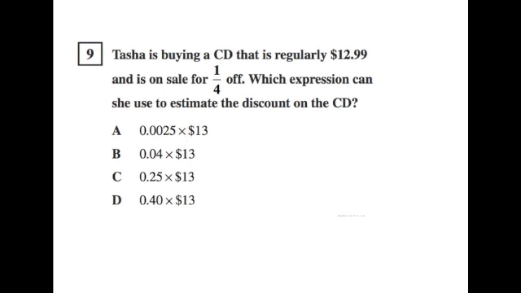Number 9. Tasha is buying a CD that is regularly $12.99 and is on sale for 1/4 off. Which expression can she use to estimate the discount on the CD? So here it's not really asking us what the total price of the CD is going to be after the discount. It's just simply asking us what expression is going to estimate the discount of the CD. So $12.99, as you can see right here, is estimated to be 13 for all 4 of these answers. So can't really go wrong when it comes to that one.